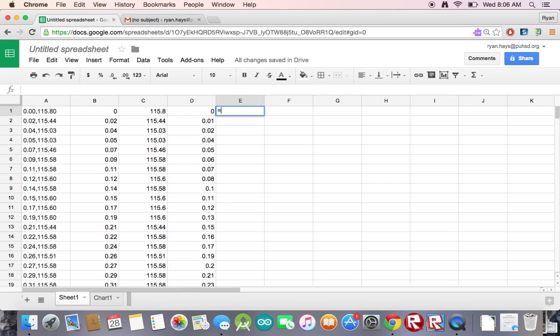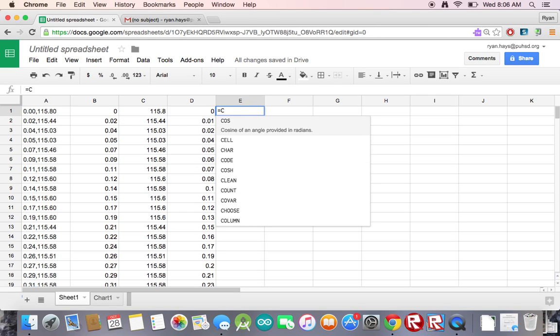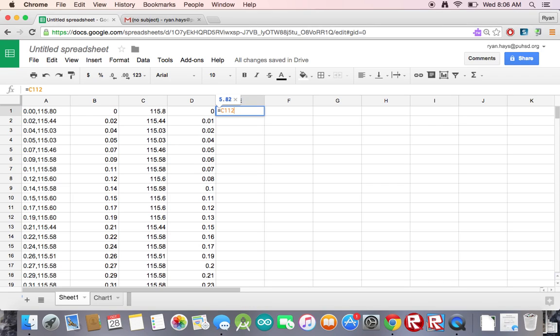And we need to, in E1, put the displacements that go with those times. That was C112. The displacements are positive, and they're actually negative because they're going downward. So we need to divide by a negative. And they're in centimeters, so they need to be converted to meters by dividing by 100. So we can take care of that in one shot. Let's copy and paste that down about 25 lines.